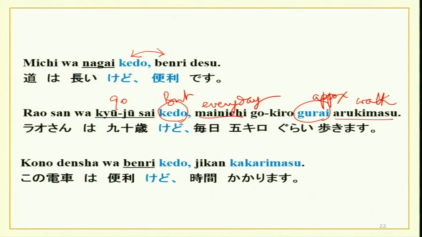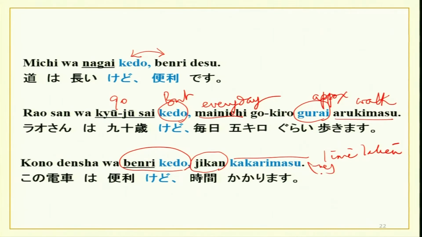Kono densha wa benri kedo jikan kakarimasu. Kakarimasu we have done earlier is for time taken. So, kono densha wa benri kedo. Even though it is benri, it takes a lot of time. So, it has a slightly negative meaning as well. If you want to make it polite, you can say benri desu kedo.